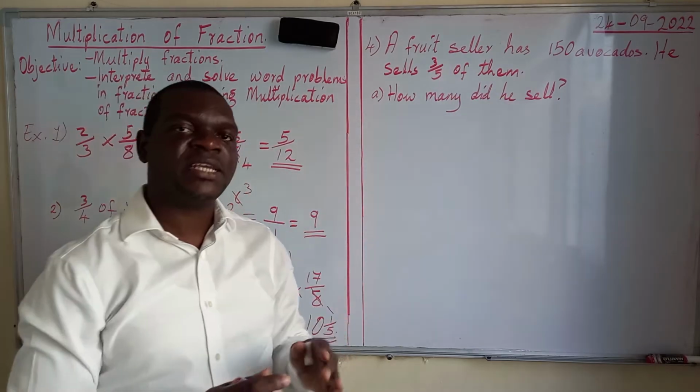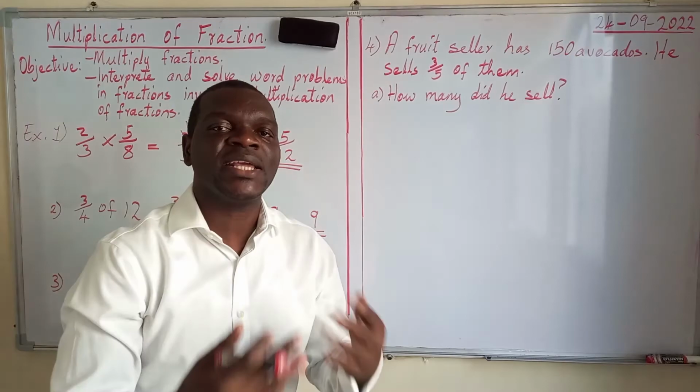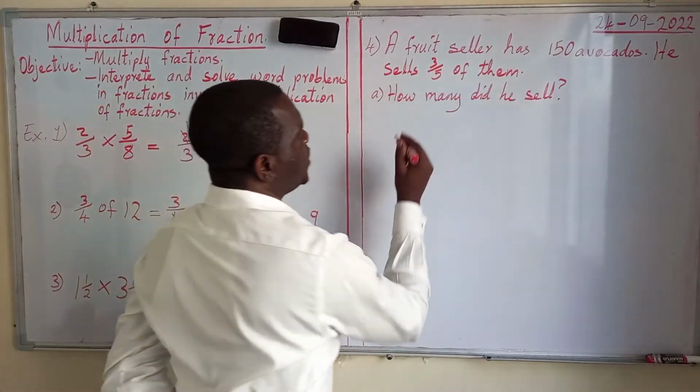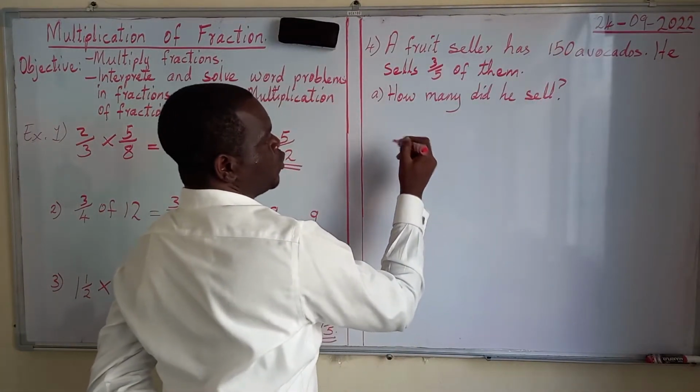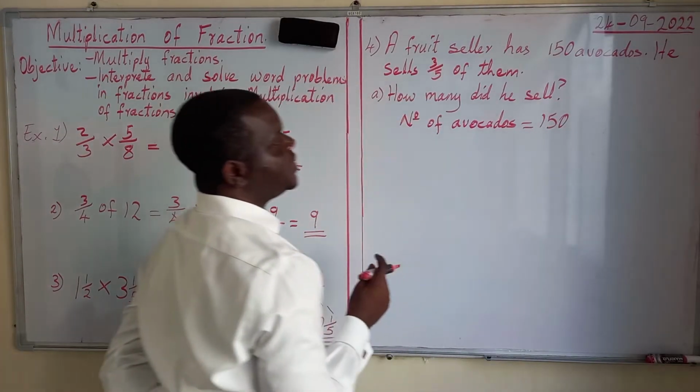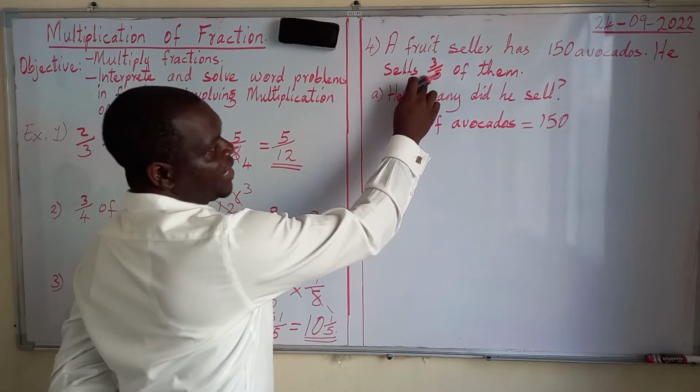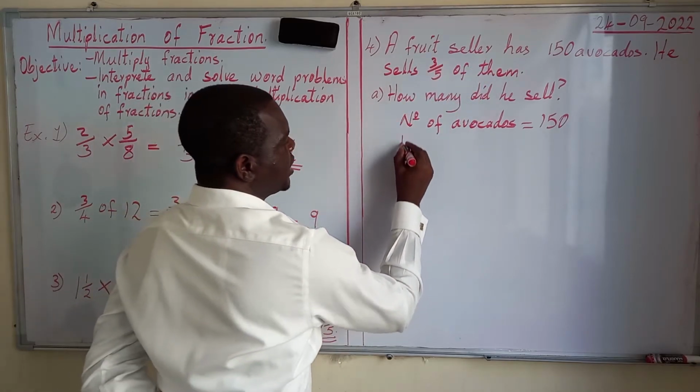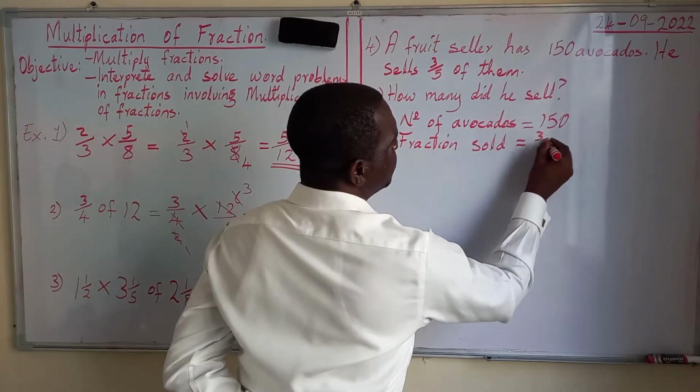So the first thing is to start from what you know, what is given. And the first thing that we know is the number of avocados. Number of avocados is 150. What else do we know? We know the fraction that he sold. So fraction sold is 3/5.